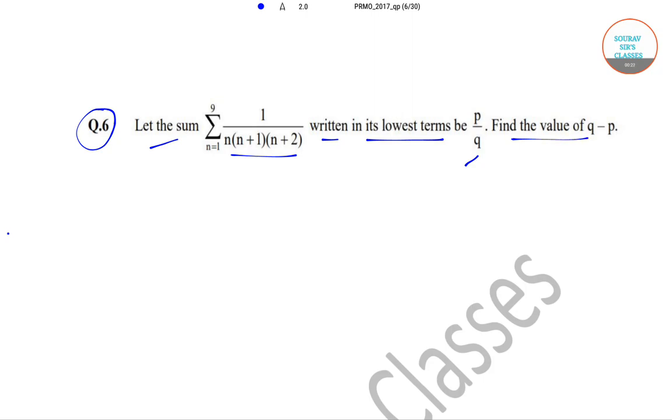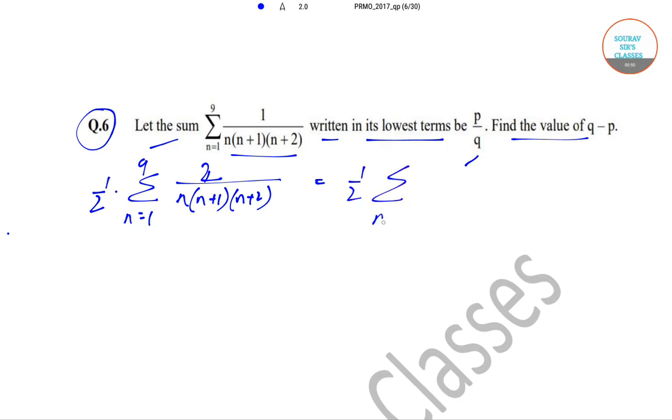Okay, so let's proceed. So now, we have to find out the value of summation of 1 upon n into n plus 1 into n plus 2, where n goes from 1 to 9. So what we'll try to do over here is take 1 half over here and multiply 1 2 over here. So this will finally give us half into summation of n goes from 1 to 9, we can write it down as n plus 2 minus n upon n into n plus 1 into n plus 2.